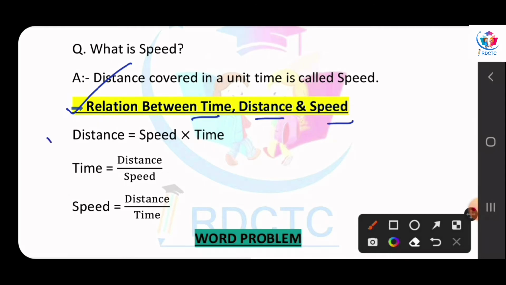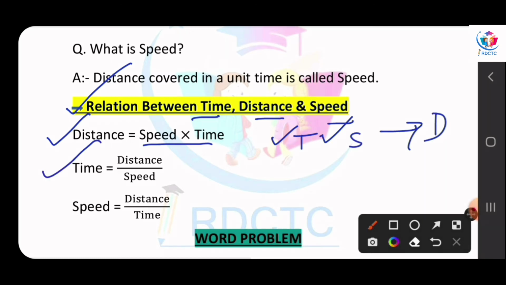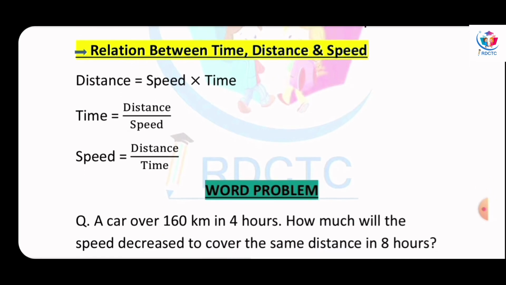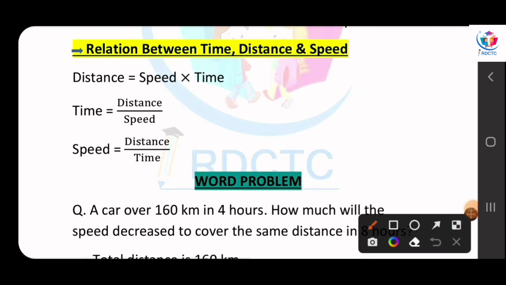Distance equals speed into time. When in our question the time and the speed are mentioned, then you can easily find out the distance. Time equals distance by speed. Next, speed equals distance by time. Actually, we have to remember one equation, that is distance equals speed times time, and with the help of this equation we can easily find out the time and speed.